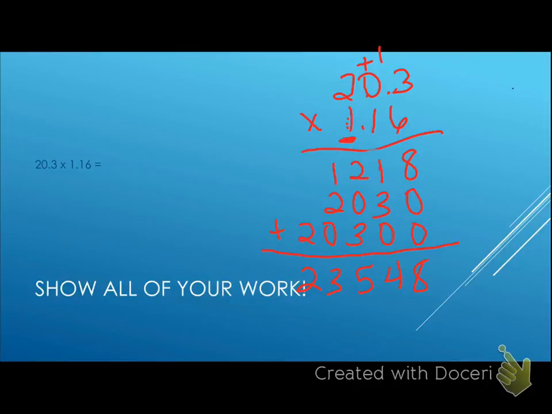Now let's count up. I've got 1 digit in my first factor, 2 digits in my second factor, so I need 3 digits behind the decimal point. So I'm going to start here, 1, 2, 3. So my answer is 23 and 548 thousandths.